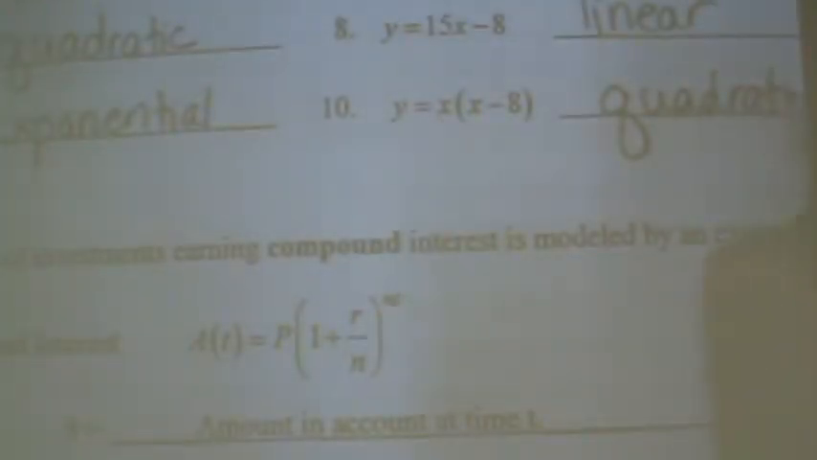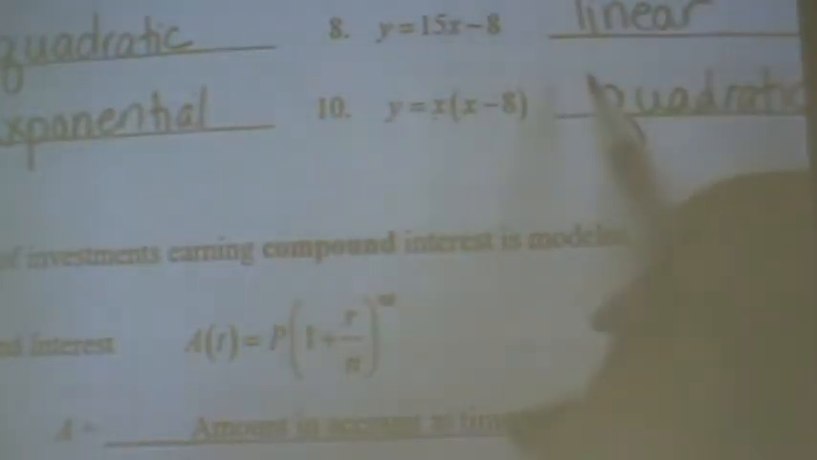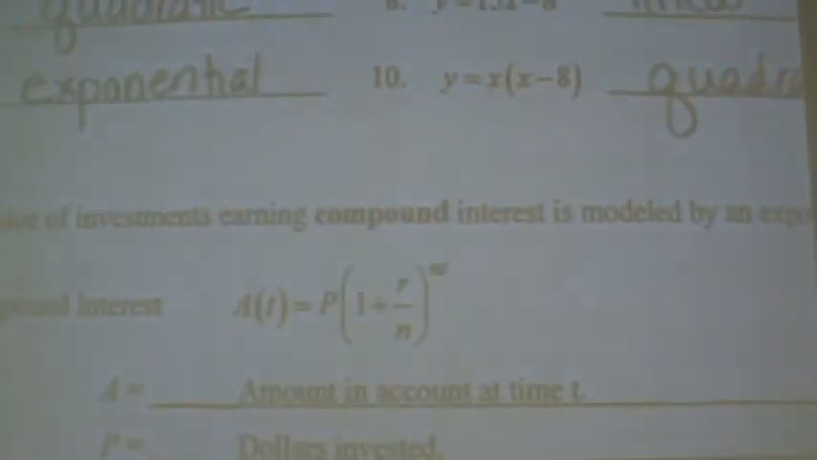And the last one, quadratic. Quadratic. Good job. How did you get quadratic, John? X times x is x squared. So you had to do a little work.